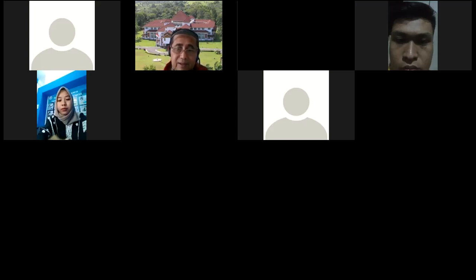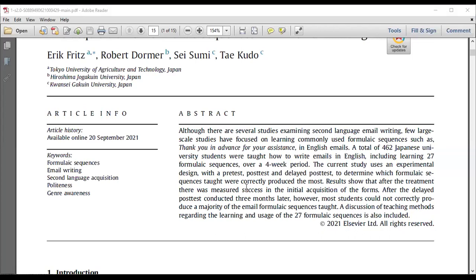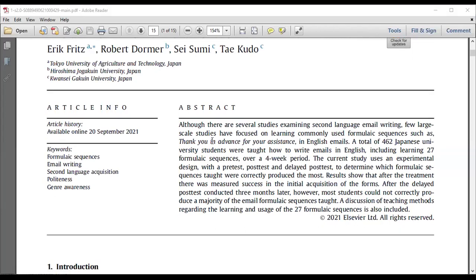Now let's look at this example. Can you see this? Although there are several studies examining second language email writing, few large-scale studies have focused on learning commonly used formulaic sequences such as thank you and so on. What do you think about this? In terms of move first, what move is it?